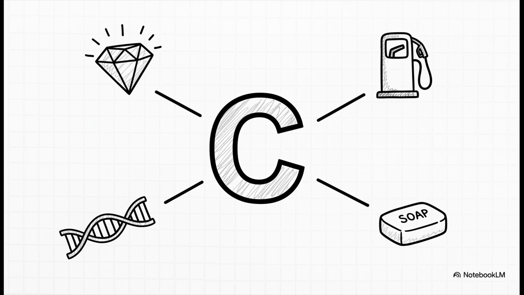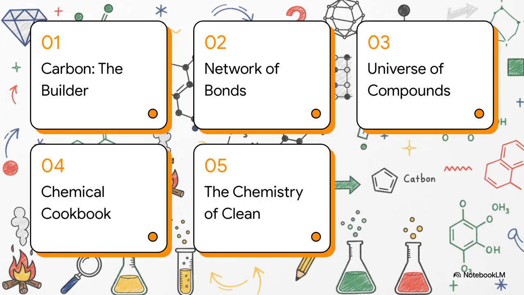DNA inside our cells. So here's our game plan for today. We're going to start from the ground up, literally from the atom itself. First, we'll see why carbon is such a fantastic builder. Then, we'll dive into what I like to call its social network of bonds. After that, we'll explore the universe of compounds it can create, peek into its chemical cookbook, and wrap things up by looking at how it helps us get clean.